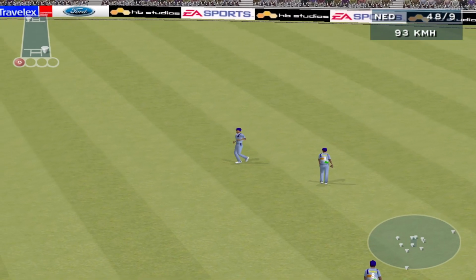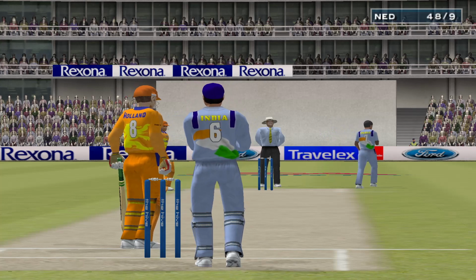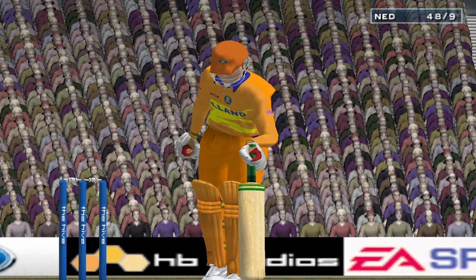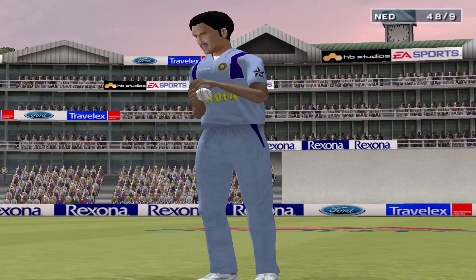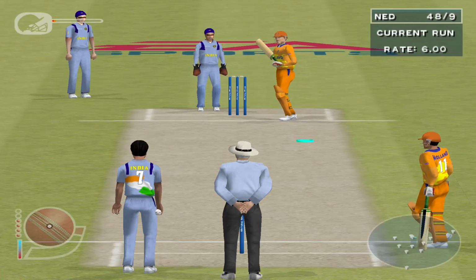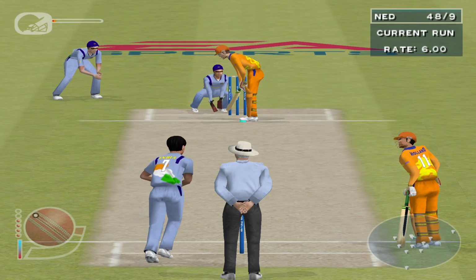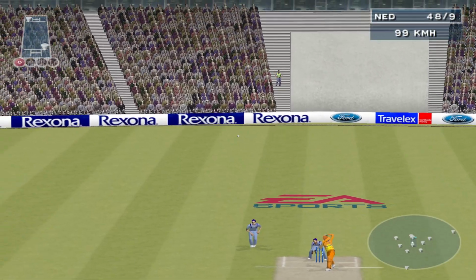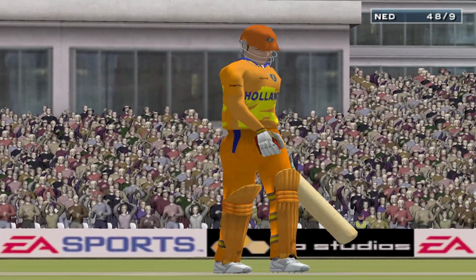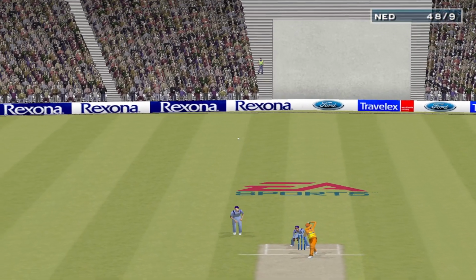Hit straight at Agaka. Kumble to Scholt. Oh, what a catch. The fielder did well there. He made it look easy, but it was a difficult catch to take. Kumble gets his first wicket. Let's see the action replay of that.